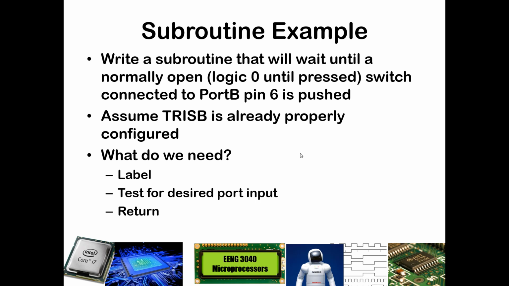Before you get into this subroutine, let's assume that you've already handled making things digital or analog and handled the input and output issue with your TRIS-B and your ANSEL and your ANSELH. So inside of this subroutine itself, what do we actually need? Well, we need a label. We need the test for the desired port input, that is making sure that port B pin 6 is pushed, and we need a return statement. So let's put those elements on the page.